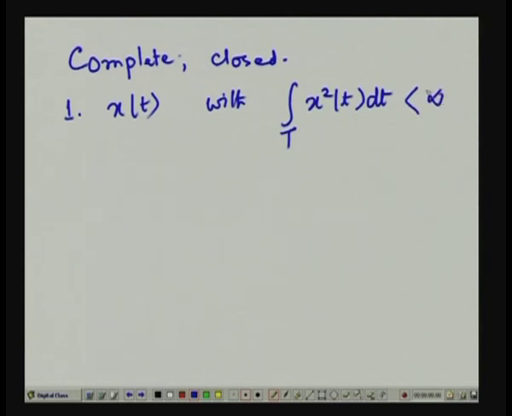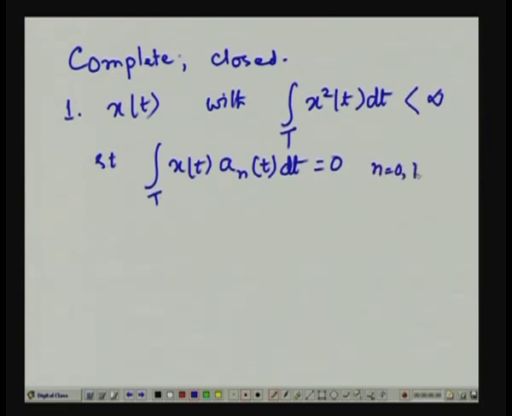So, this means the signal with finite energy. There does not exist any signal x(t) with integral of x square(t) dt less than infinity, such that integral of x(t) a_n(t) dt is equal to 0. This integration has to be taken over the interval capital T for n equal to 0, 1 and so on.